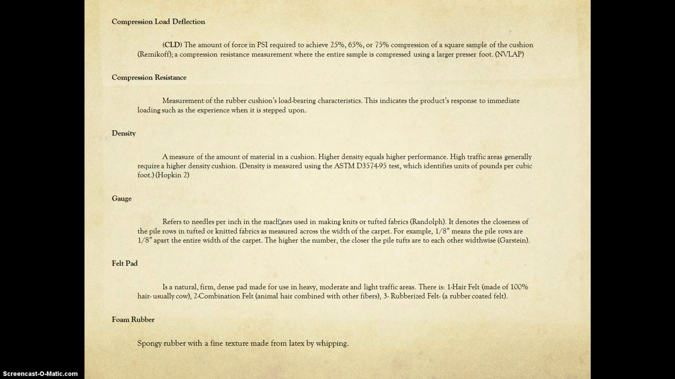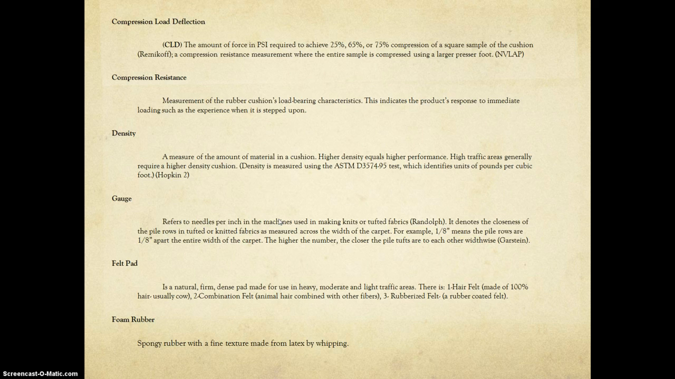Density: a measure of the amount of material in a cushion. Higher density equals higher performance. High traffic areas generally require higher density cushions. Density is measured using the ASTM D3574-95 test, which indicates the units of pounds per cubic foot.